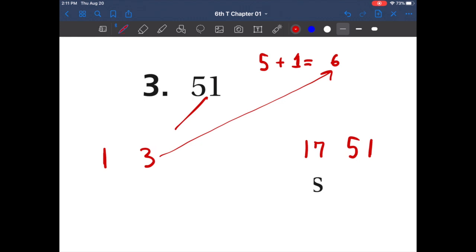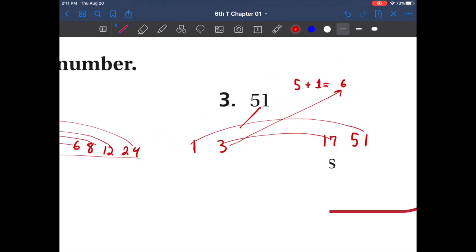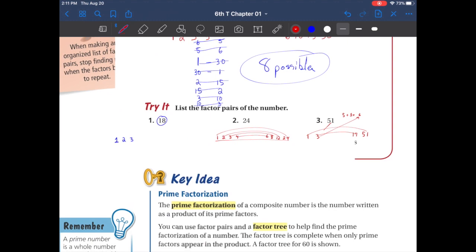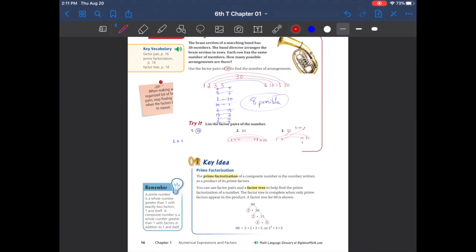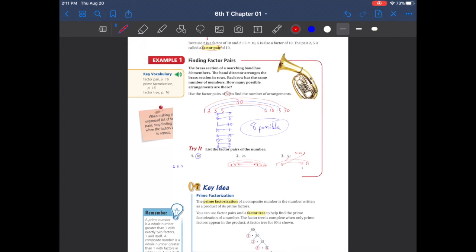Does 4 go into 51? No. Does 5 go into 51? No. Does 6 go into 51? No. Does 7 go into 51? No. Does 8 go into 51? No. And does 9? Nope. So that's it. We found our factor pairs: 1 and 51, and 3 and 17. This is what I was telling you guys about knowing your multiplication tables. It's very, very important that we know our multiplication tables. All right. That was example.